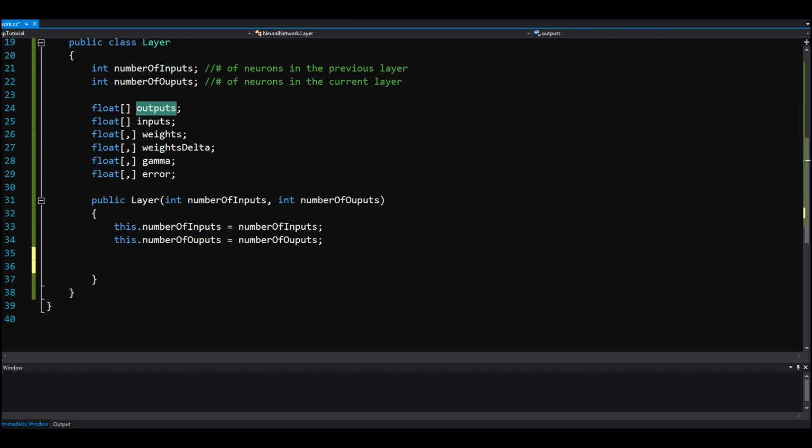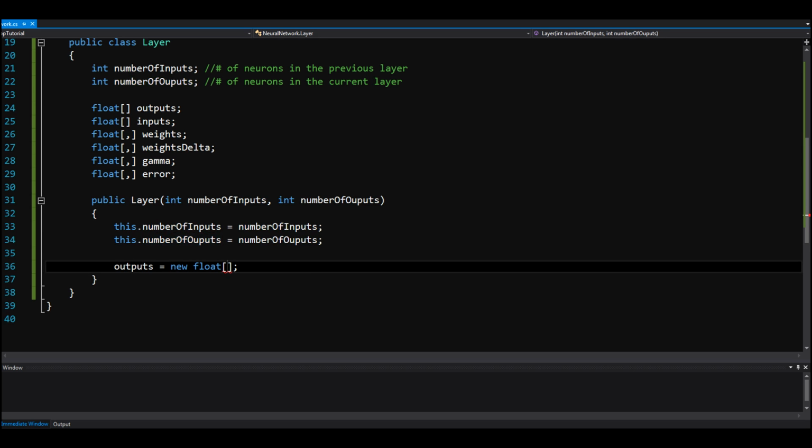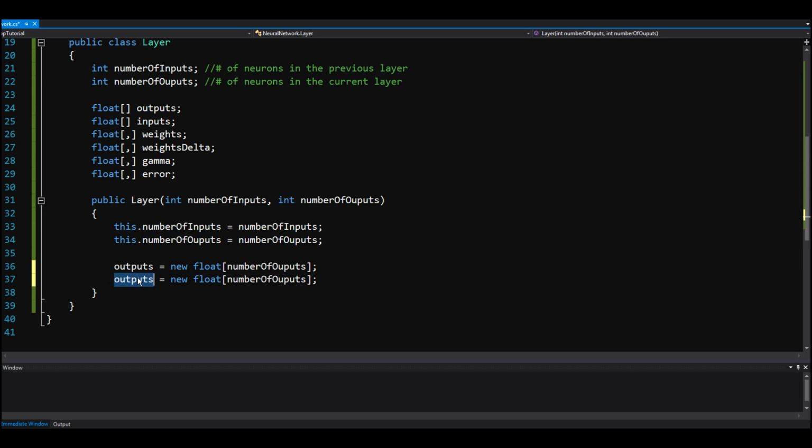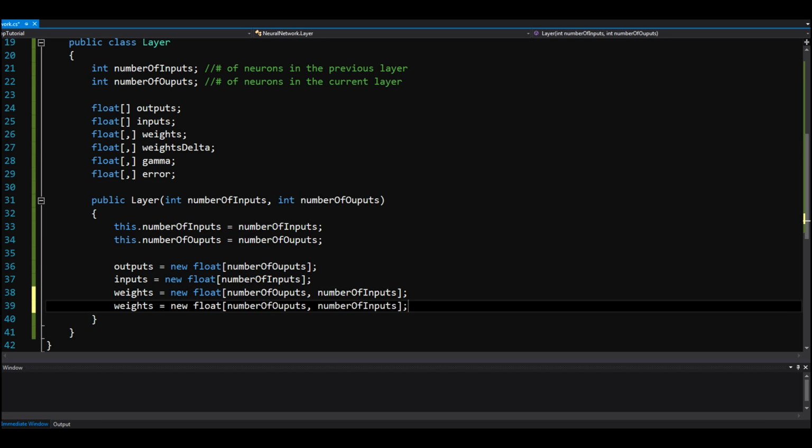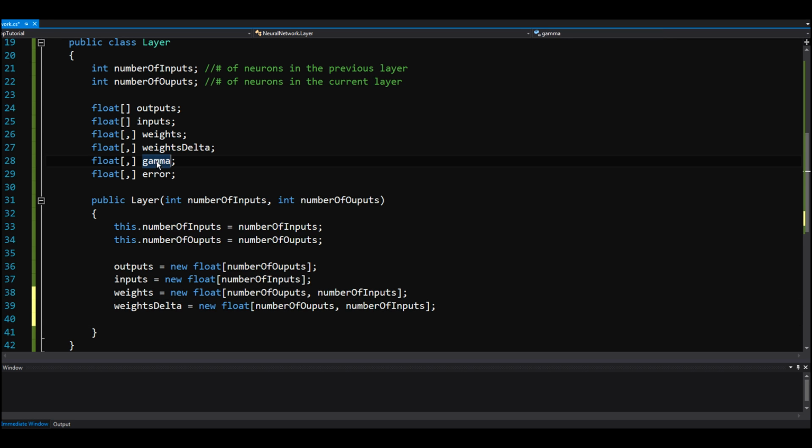Now let's initialize outputs. So the size of the output is obviously just going to be the number of outputs, and similarly the size of the inputs is just going to be the number of inputs. The weight matrix is going to be the number of outputs by all the possible connections that it can make in the previous layer. Delta weight is the exact same. Our gamma is the exact same as the output.